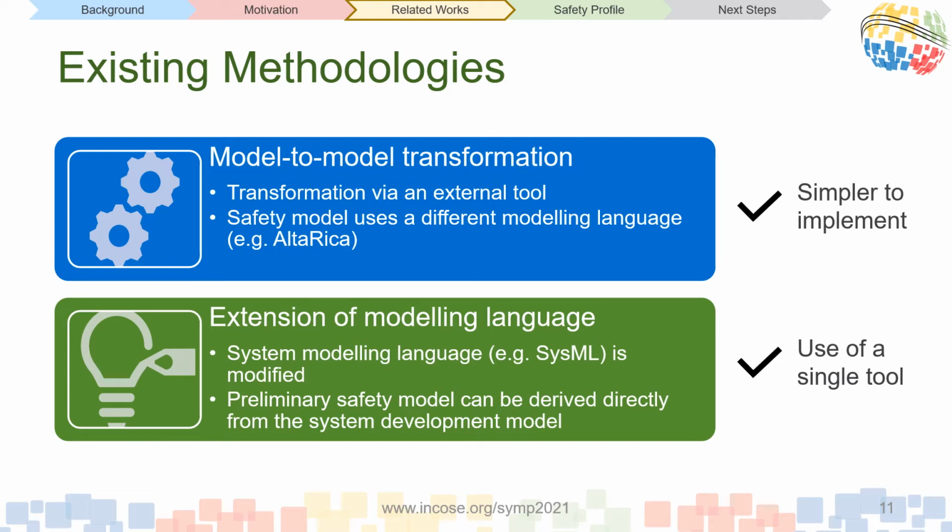On the other hand, the benefit of extending the modeling language profile is that it allows for both system design and safety analysis to be performed in a single tool. This removes the need to carry out model-to-model transformations from a systems engineering domain to the safety domain, and the avoidance of this process decreases the likelihood of errors resulting from the transformation process and can save a lot of time.